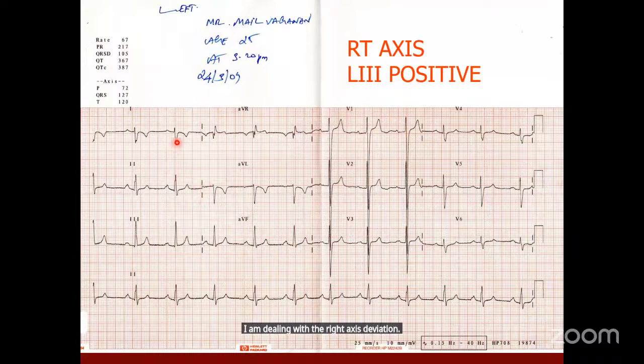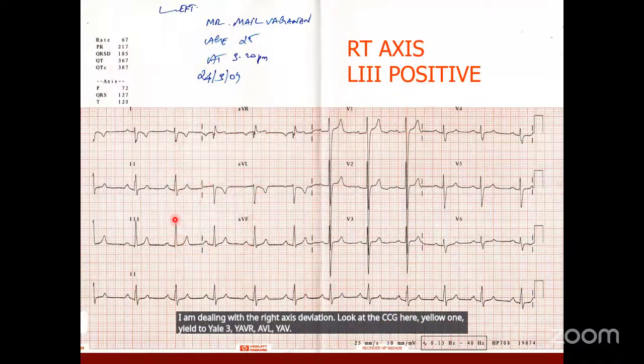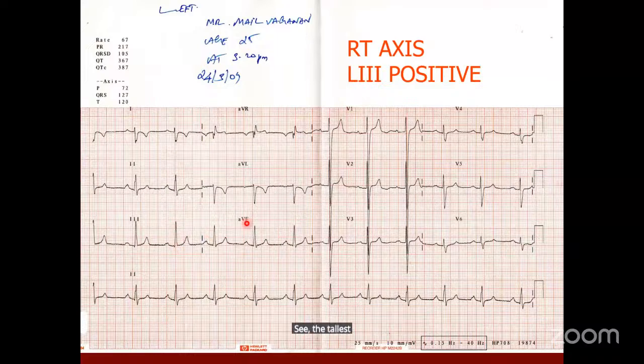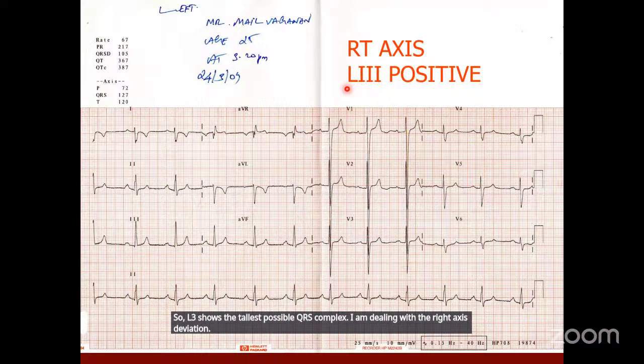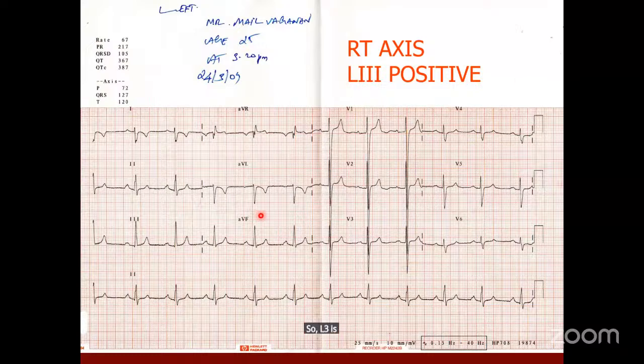Look at this ECG here. L1, L2, L3, AVR, AVL, AVF. See, the tallest R wave is in L3 and the deepest negative QRS complex is in AVL. So L3 shows the tallest positive QRS complex. I am dealing with right axis deviation. So L3 is positive, AVL is negative. I am dealing with the right axis.